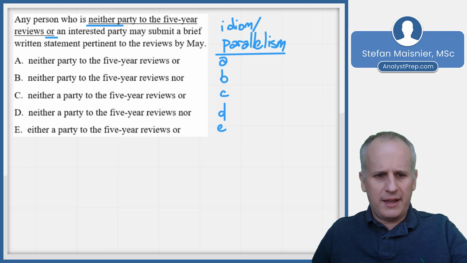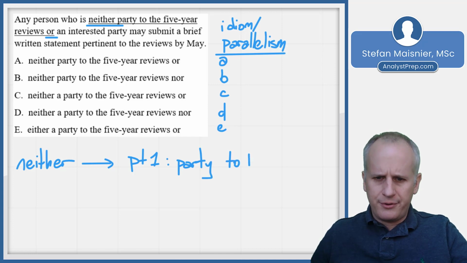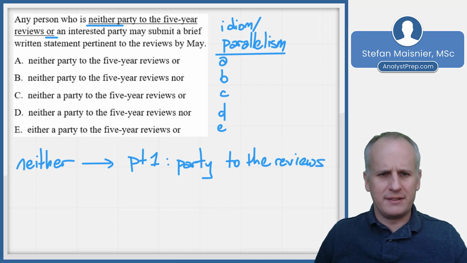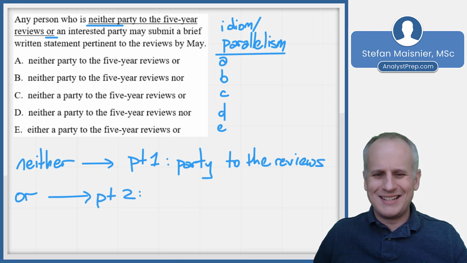We're going to have our introductory word of "neither," and that leads to part one of the list. So we've got "party to the reviews," and we'll leave out the 5-year reviews. That's just a descriptive term that doesn't really affect the list all that much. And then we've got the part that probably is already jumping out as incorrect, an "or." And that "or" leads to part two, which is our non-underlined portion, which is "an interested party."